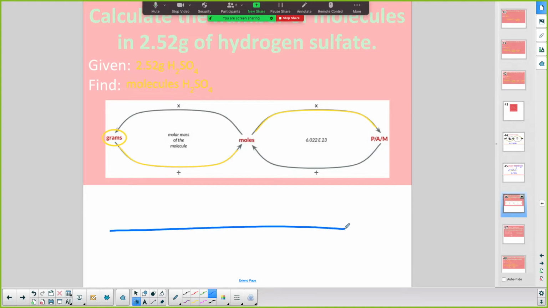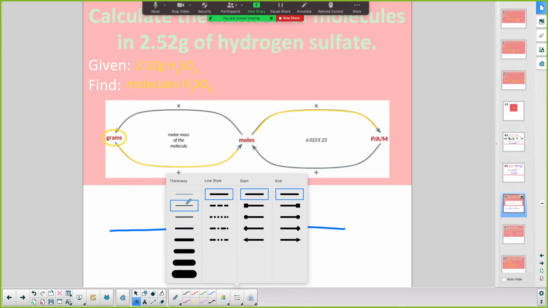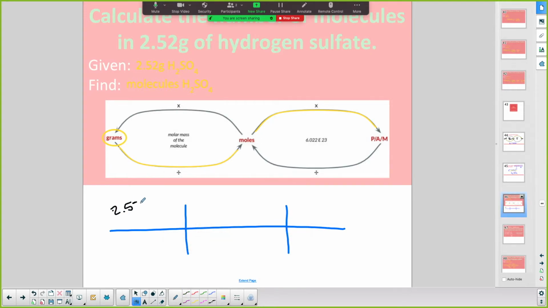If I have my table here, what always goes in my top left corner? What you were given. What was I given? 2.52 grams of H2SO4. Each arrow is a step along your chart. So I've got to go down to get to moles. Does it go on the top or bottom? Bottom. What goes on the bottom? The molar mass. Whatever's in the center is what goes down there.